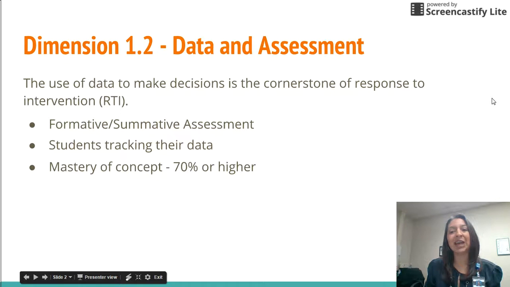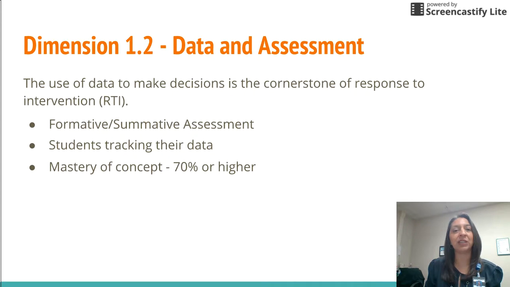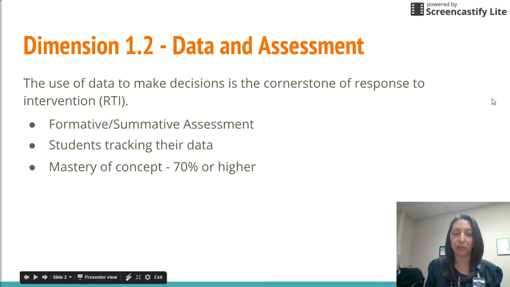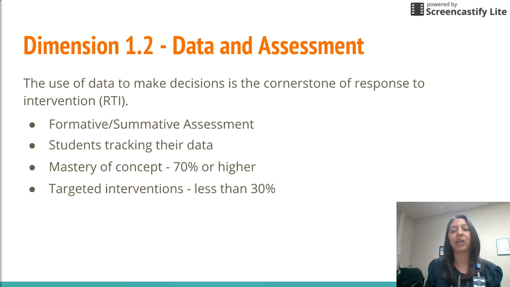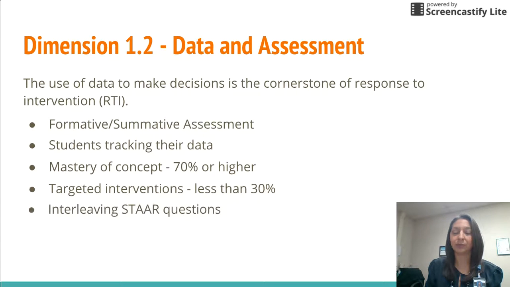Any lesson that does not have 70% of student mastery of the objectives should be retaught. Targeted interventions can be used on students when less than 30% are not grasping the standard. Interleaving STAR questions into general instruction and/or in common assessments can provide just as much information as our benchmark test.